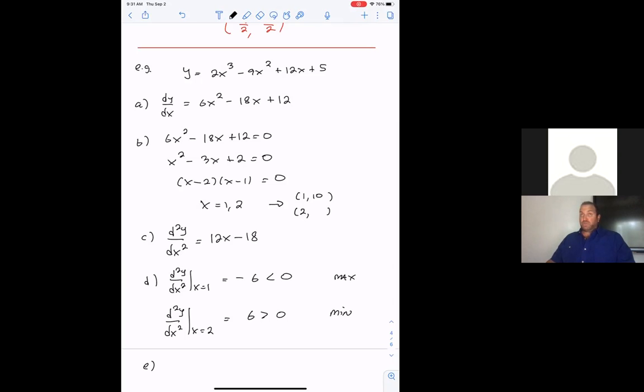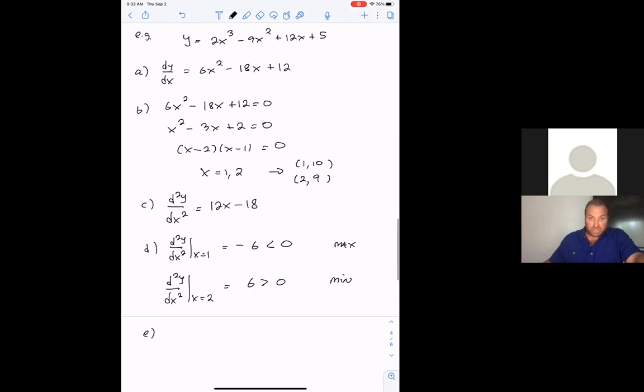16, 2 squared 4 times 9, 36. That's negative 20. Negative 20 plus 24 is 4. 4 plus 5 is 9. So I should get 110 and 2, 9. So E. Now it says find the coordinates of the point of inflection on the curve.